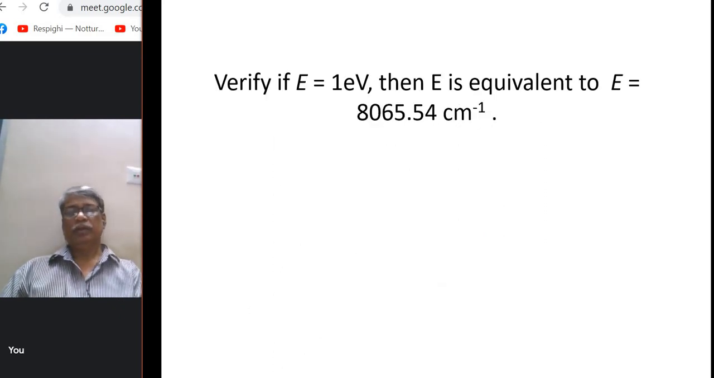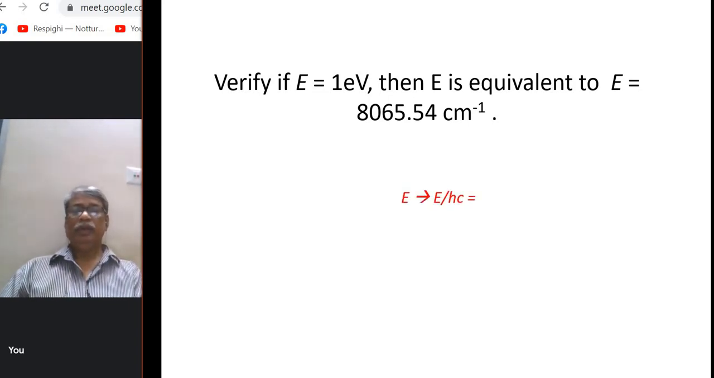The second question: in spectroscopy particularly, you often see that energy is expressed in some peculiar unit, centimeter inverse or meter inverse. So the question here is, if energy is 1 electron volt, then show or verify that this energy is equivalent to 8065.54 centimeter inverse. So how does it come to centimeter inverse?